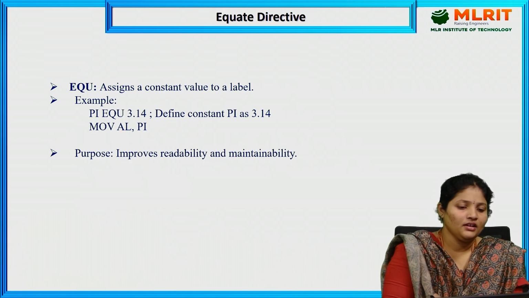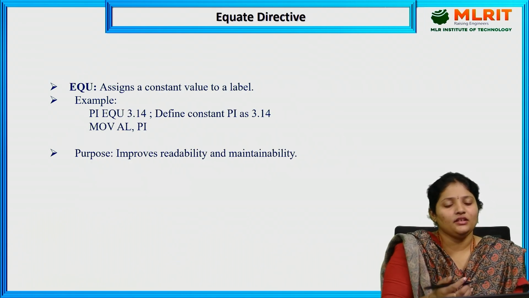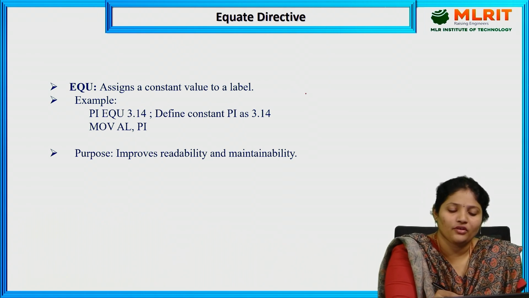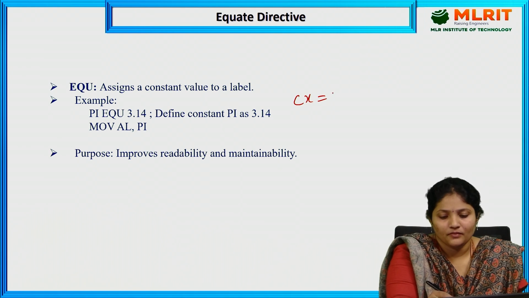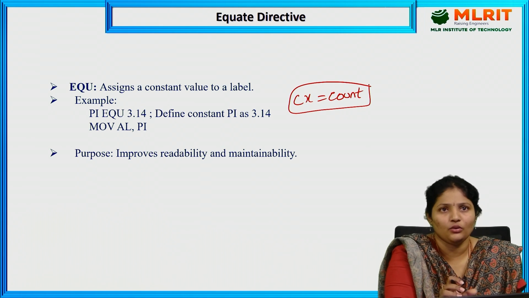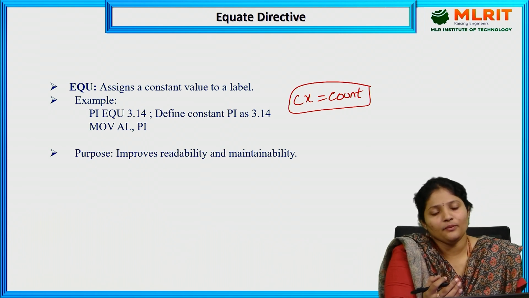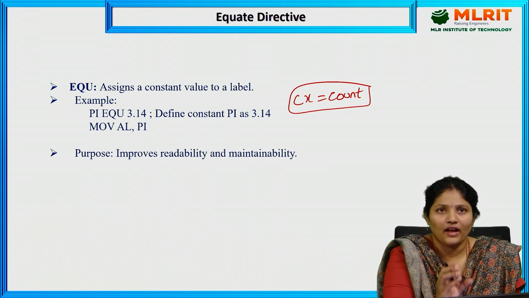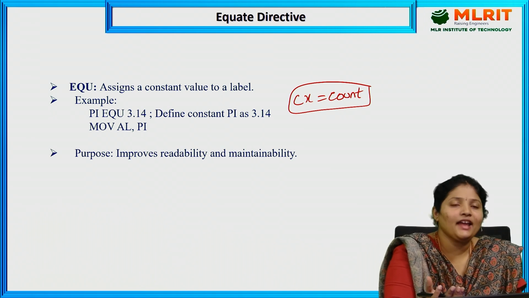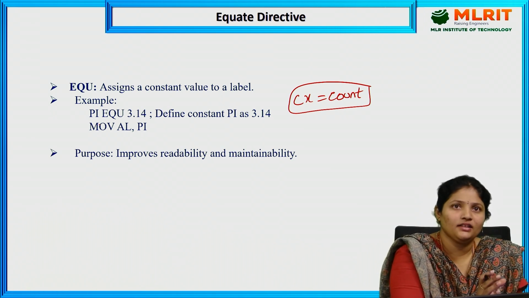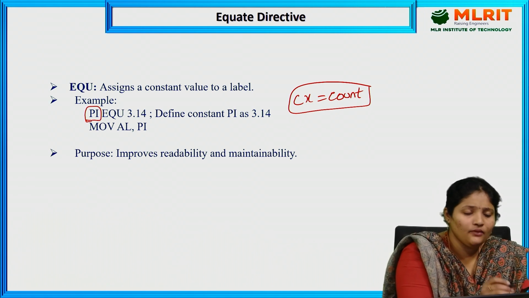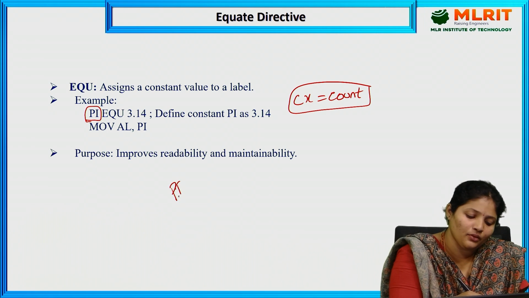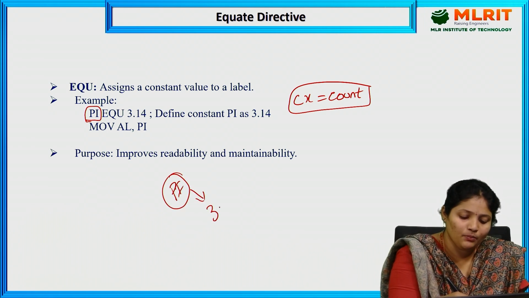Coming to the next one, the equate directive. In microprocessor programming, we use the CX register to hold the count value. If I want to declare a variable with a particular value throughout the program, I can use equating, which assigns constant values to a label. Here I was equating pi, so whenever I use pi throughout the program, it represents the value 3.14.